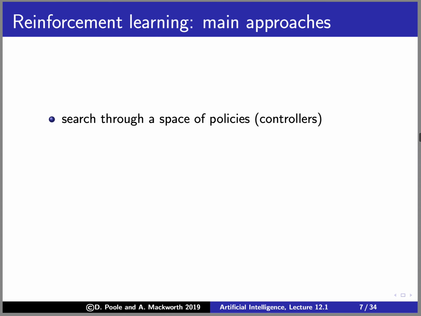So there are a number of main approaches to reinforcement learning. The first one is to try and search through a space of policies, or as we saw before, these are controllers. So what you're going to do is you're going to try and change your controller. The controller is a function from the state into action, until you get a better and better controller. So there's a whole class of algorithms that do that.